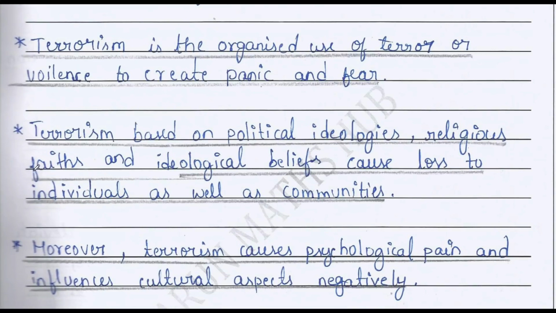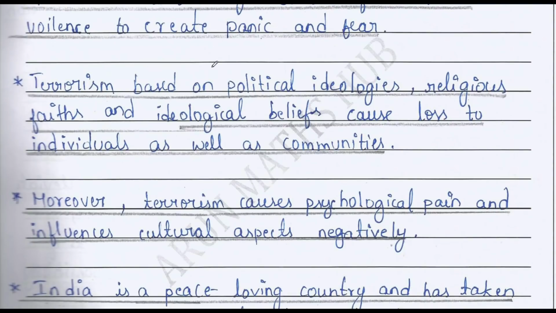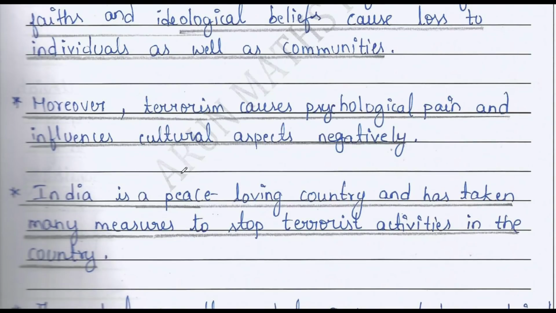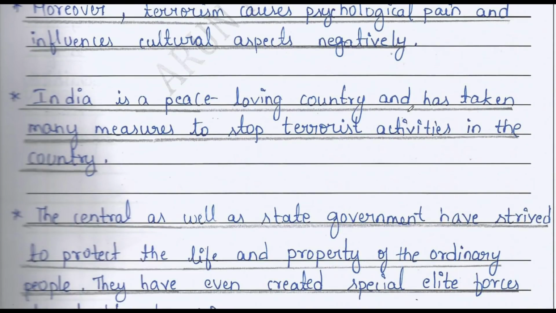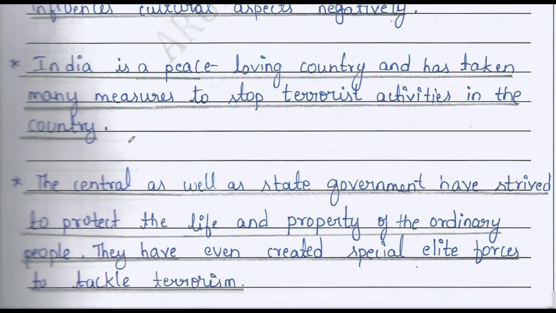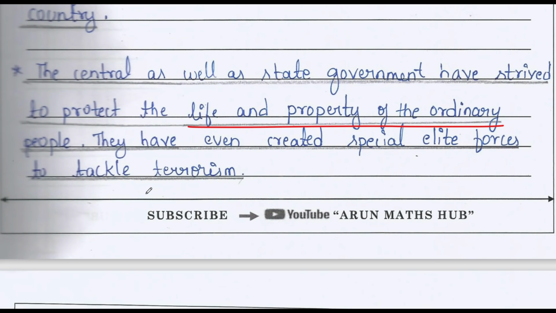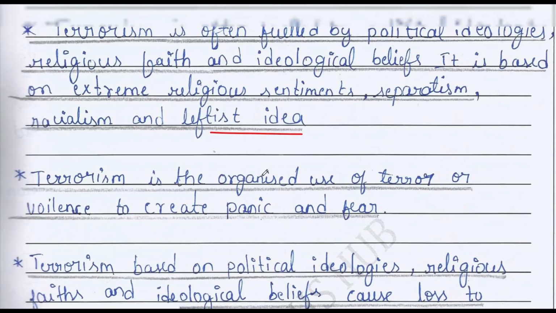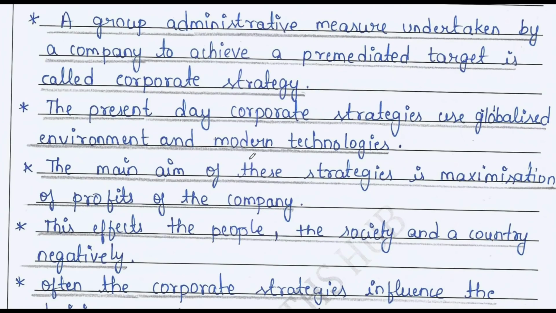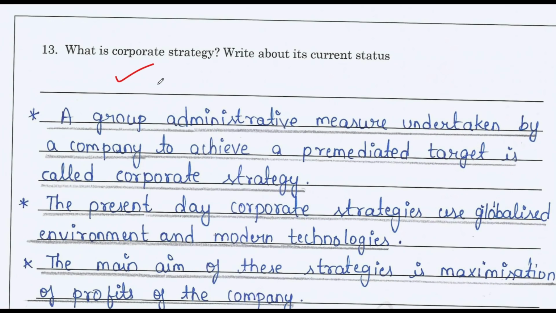Terrorism based on political ideologies, religious faiths and ideological beliefs causes loss to individuals as well as communities. Moreover, terrorism causes psychological pain and influences cultural aspects negatively. India, as a peace-loving country, has taken many measures to stop terrorist activities in the country. The central as well as state governments have strived to protect the life and property of ordinary people. They have even created special armed forces to tackle terrorism. So students, this question I'll leave to you to study.